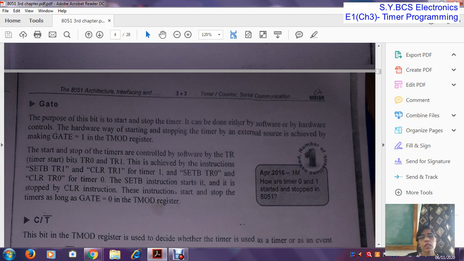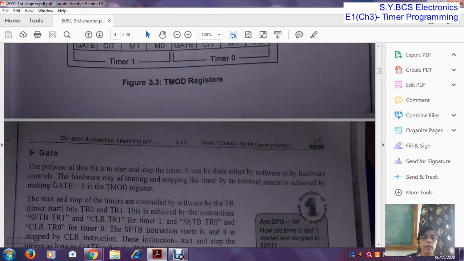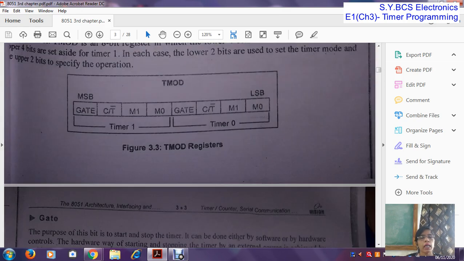So when we want to start and stop the timer by the software way, we can use the instructions SETB and CLR. The SETB instruction starts the timer and it is stopped by the CLR instruction. These instructions start and stop the timer as long as gate equals 0 in the TMOD register. When we make the gate bit 0, the timer is started and stopped by the software method, and when the gate bit is 1, the timer is started and stopped by the hardware method.